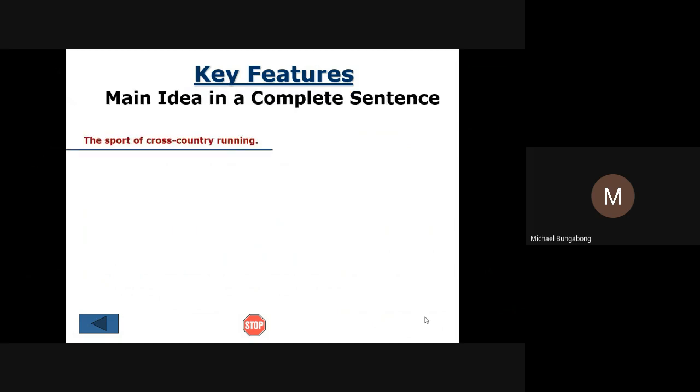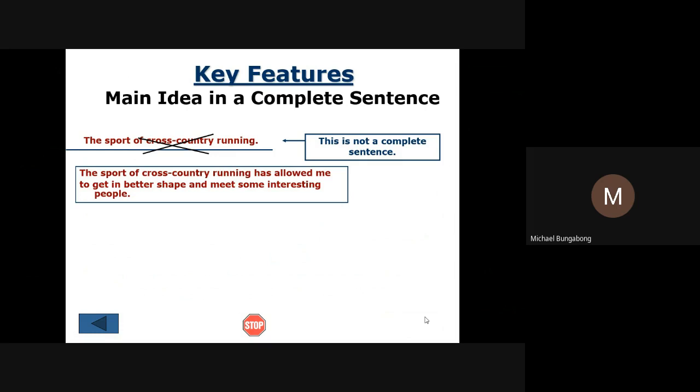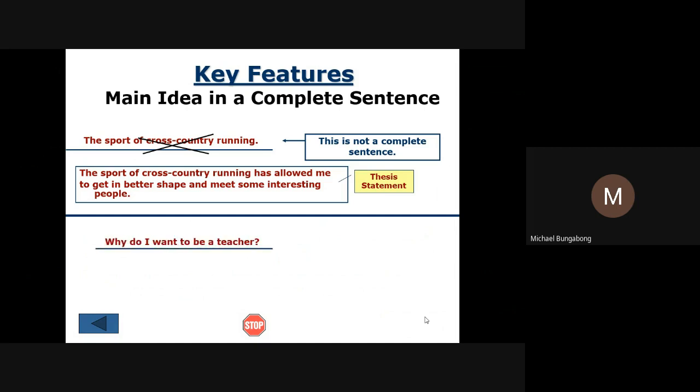So look at this: the sport of cross-country running. There's no problem with that. Okay, we got the main idea, but the problem is this is not a complete sentence. So we could have done it this way: the sport of cross-country running has allowed me to get in better shape and meet some interesting people. So this is a thesis statement.